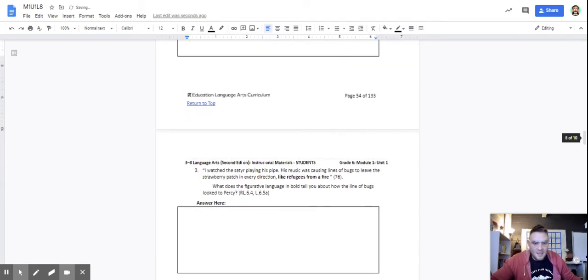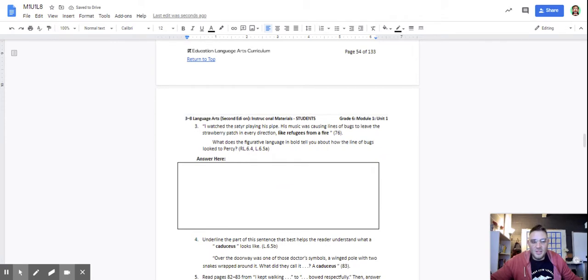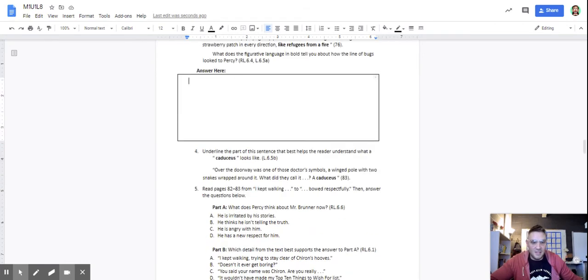All right. Then you come down here and it's 3, and it says, "I watched the satyr playing his pipe. His music was causing lines of bugs to leave the strawberry patch in every direction, like refugees from a fire." What does the figurative language in bold tell you about how the line of bugs looked to Percy? So refugees from a fire, obviously they weren't literally refugees running from a fire, but what do you think that actually means? So that's your opinion right there, and answer this.